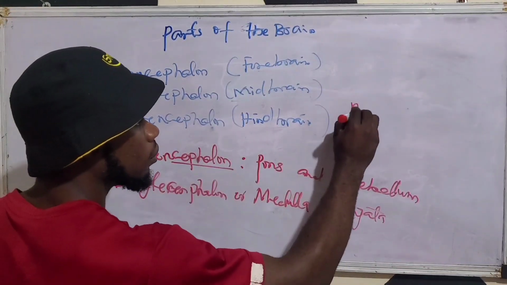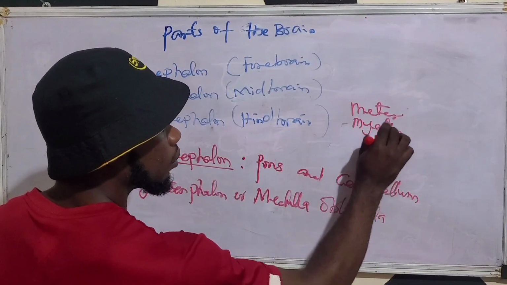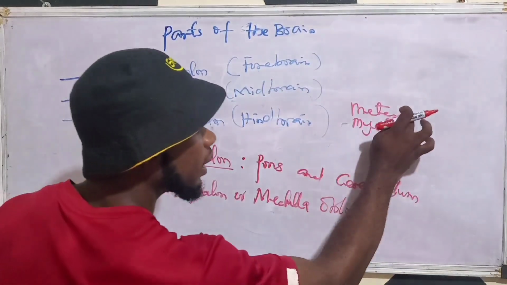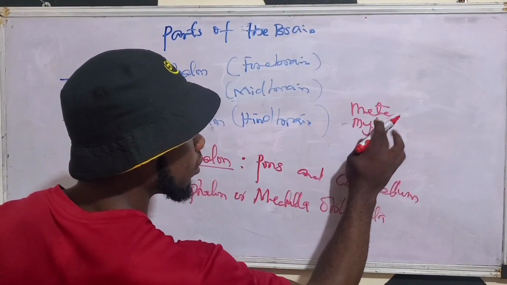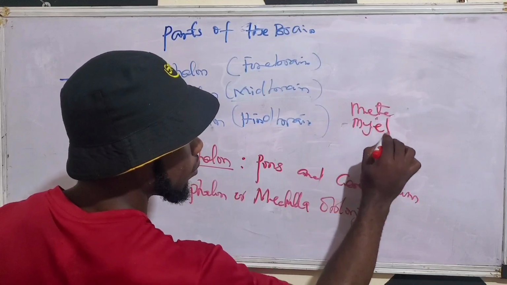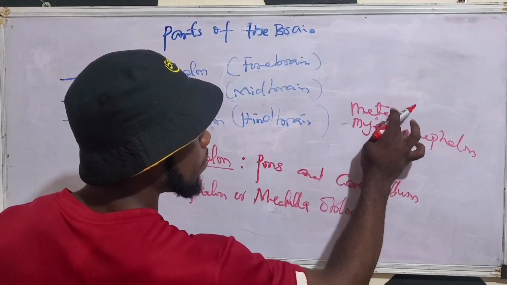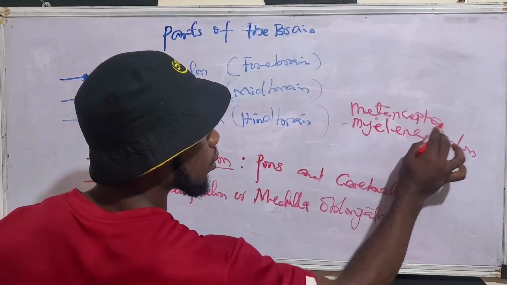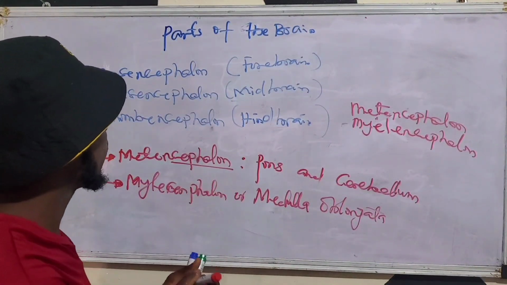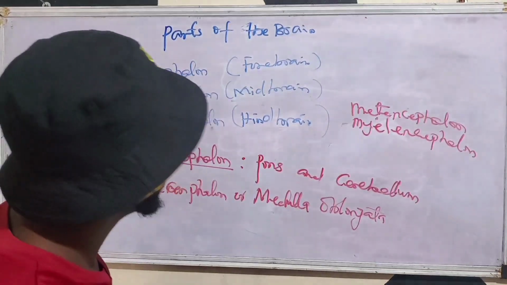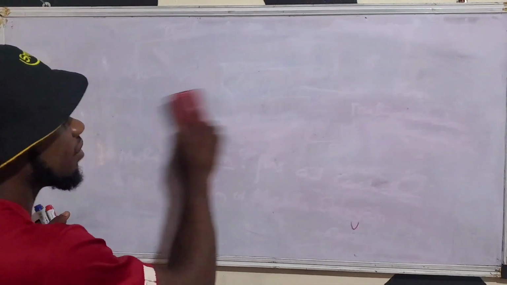Now this one, how will I remember this? Just use the word meter, and here myelin. Meter, myelin. Clean this and put this: myelencephalon. Then this, metencephalon, and you will get it. So that's all about the parts of the brain, and that will lead us to the final part, which is the PNS, peripheral nervous system.